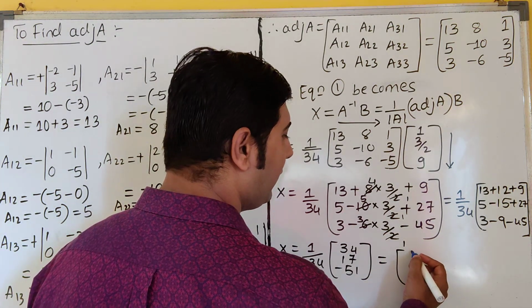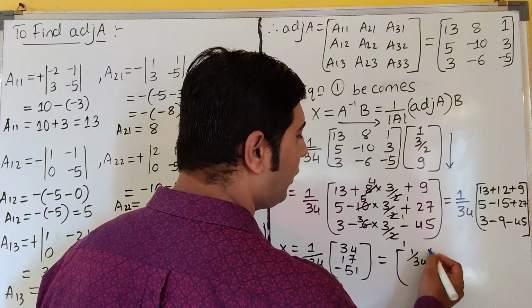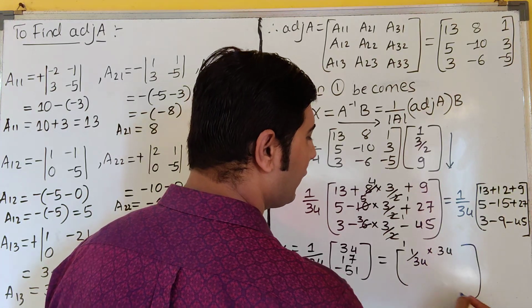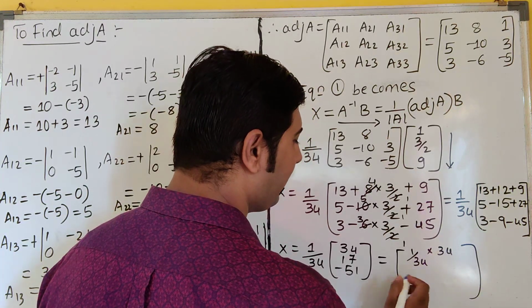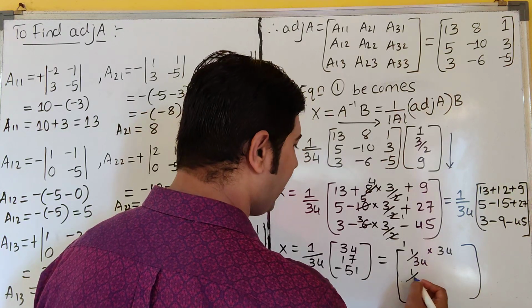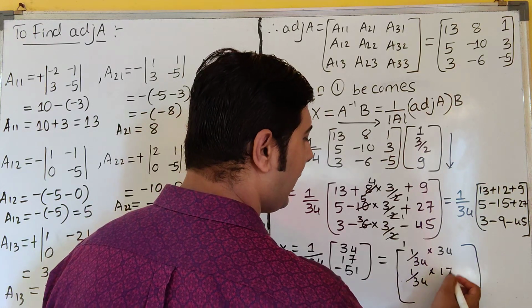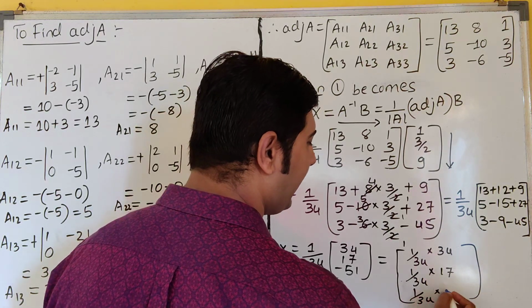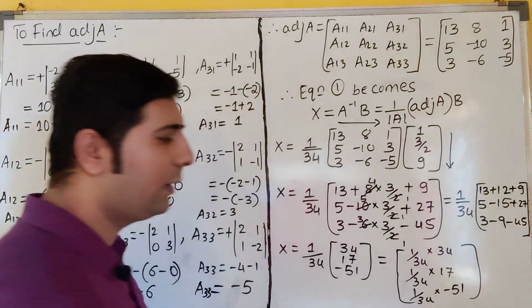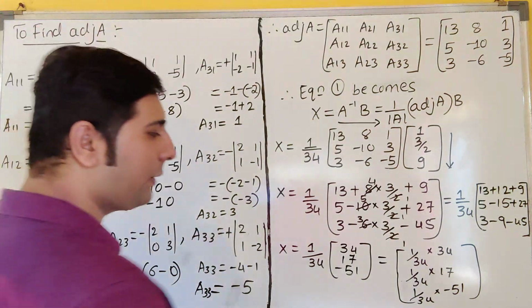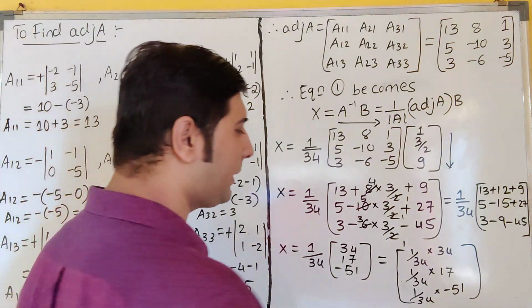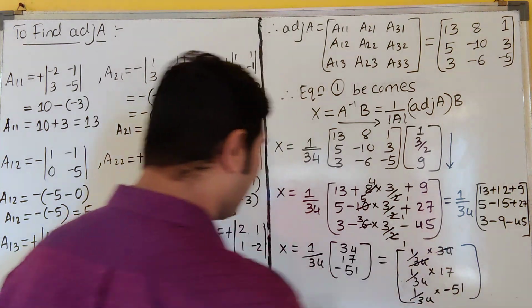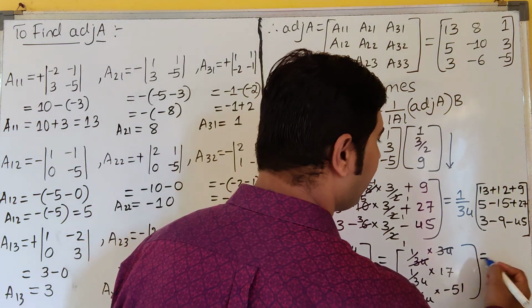1 by 34 into 34. So next you see here, I will write 1 by 34 into 17, 1 by 34 into minus 51. So this we have got. Now simplify this one. How much will you get? See here, 34 gets cancelled. So how much did you get?